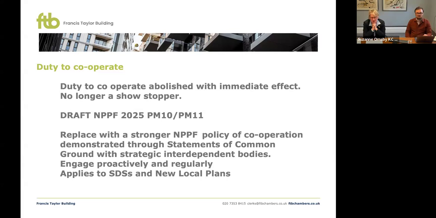I suspect, in reality, the policy of cooperation will, and this remains to be seen, be more important at the SDS stage than at the new local plan stage, because the sub-regional planning will already have been done by the time the new local plans come to be created.